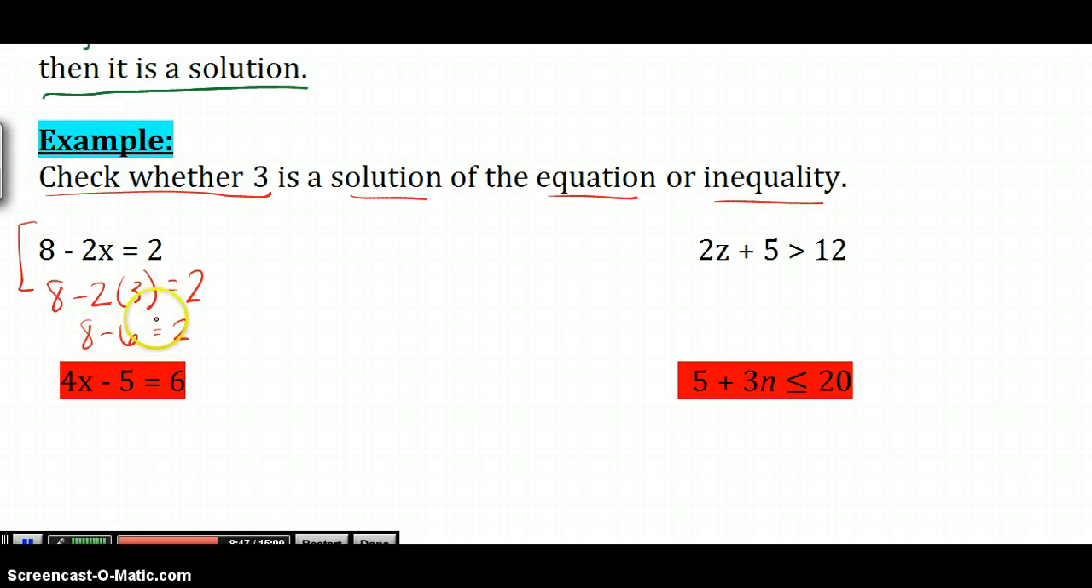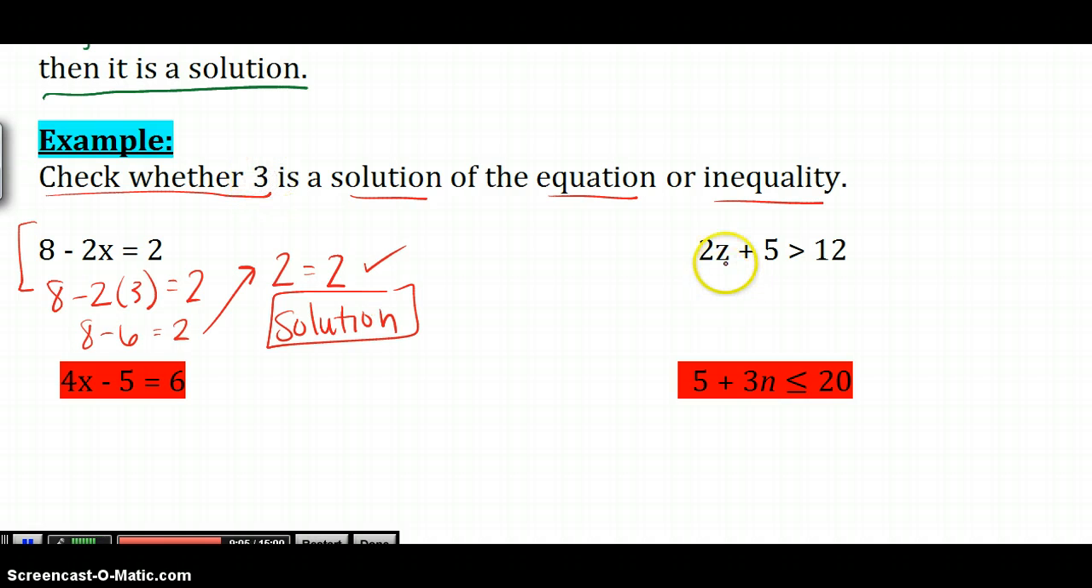And 8 minus 6 is 2. So you get 2 equals 2. That is a true statement. 2 does equal 2. So it is a solution. Let's check the inequality. Again, we're checking to see if 3 is a solution, so we're going to plug in 3 for that z. So we have 2 times 3 plus 5 is greater than 12.